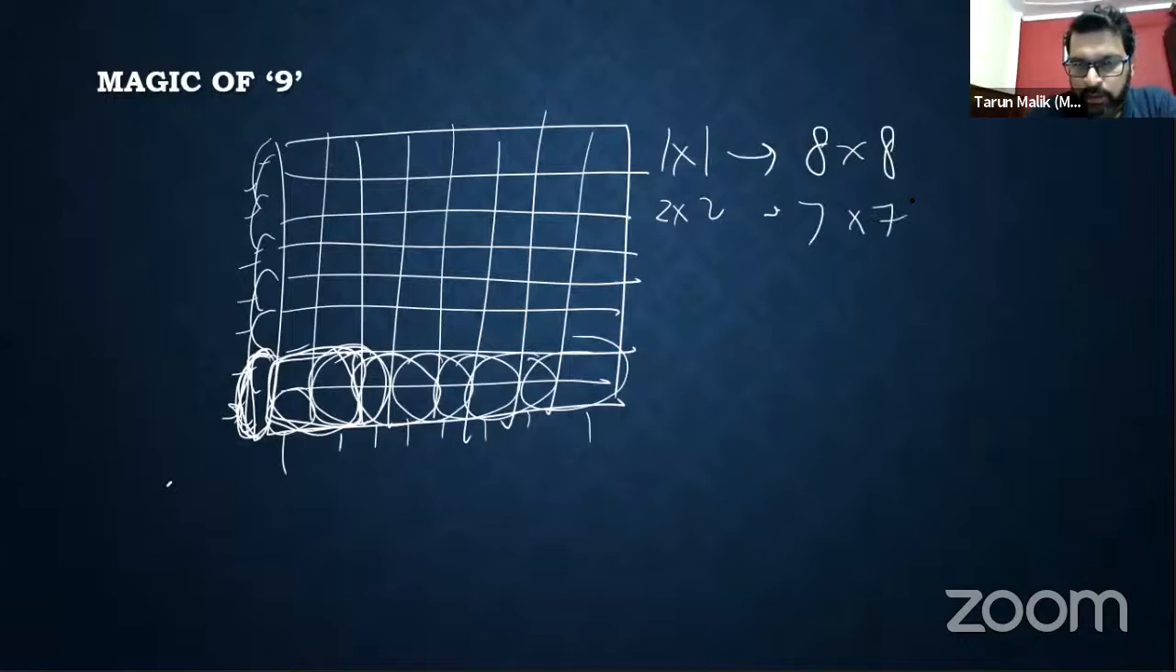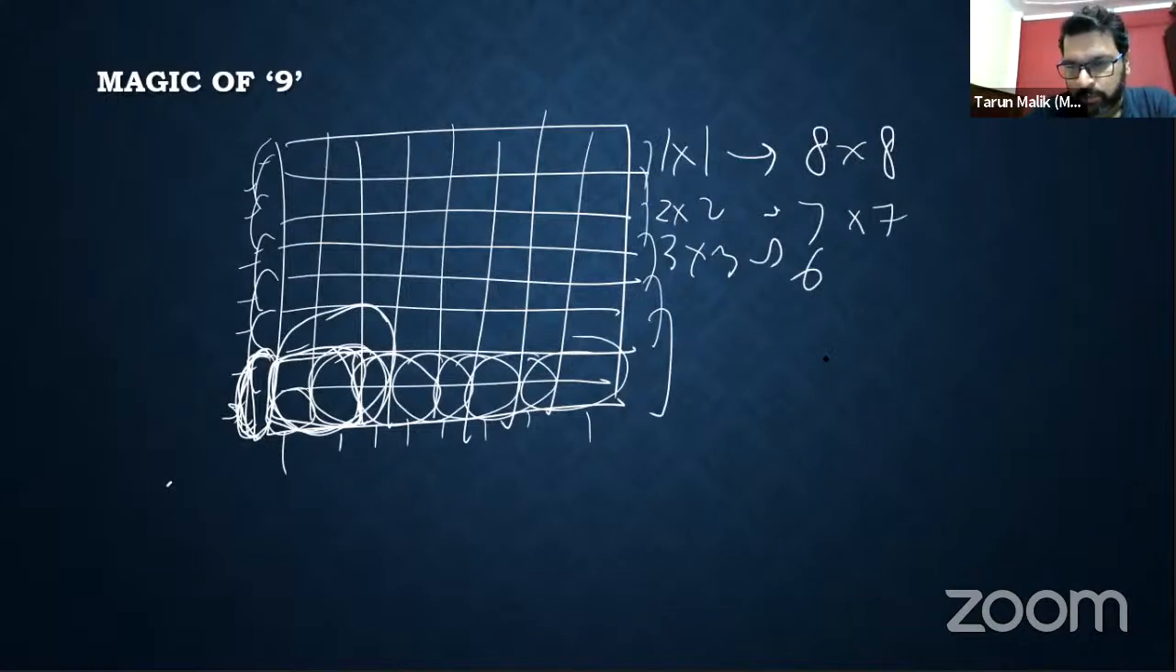Same goes with 3 into 3. When you count, you'll get 6 in this case. And similarly, 6 ways for using 3 lines. So 6 into 6, and it follows the same logic.